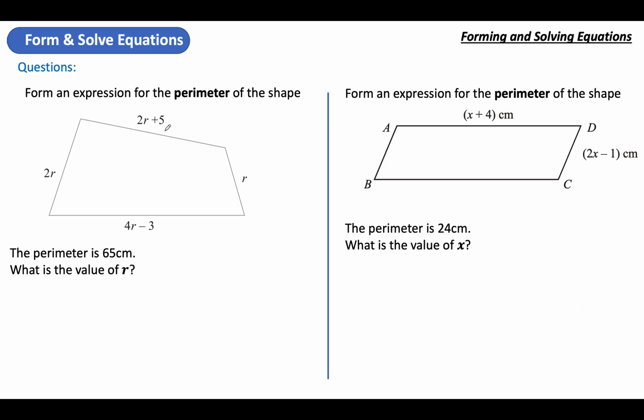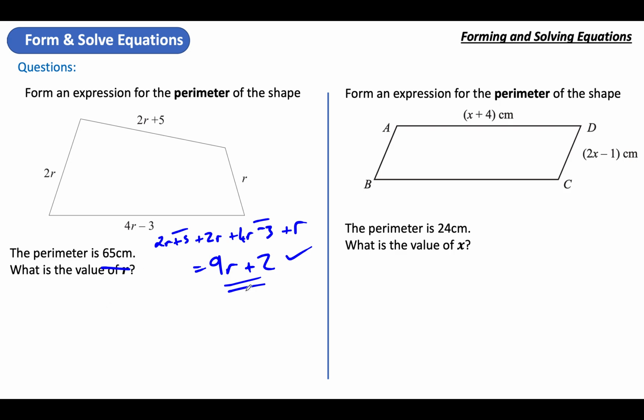Unpaused. An expression for the perimeter, well, that would be all the sides added together. So 2r plus 5 plus 2r plus 4r take away 3 plus r. So that would be 1, 2, 3, 4, 5, 6, 7, 8, 9 r. And then 5 take away, okay, so we've got the 5 there, ordinary 5. Take away 3 is 2, and those are the only 2 ordinary numbers. So it's 9r plus 2, because it's 5 take away 3, which is 2. So there's my expression. First part of the question done.